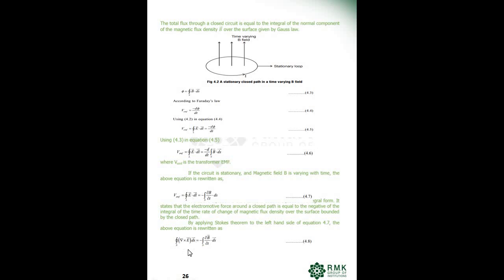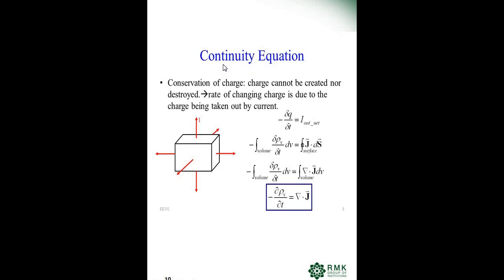You will take the curl of the field. So the line integral of E is written as the surface integral of del cross E ds. This is the change that we have done. Now in equation 4.8, you see del cross E ds is equal to minus dou B divided by dou t ds. So you can cancel these integrations and write it in the point form of Maxwell's equation: del cross E is equal to minus dou B divided by dou t. This is Maxwell's second equation.